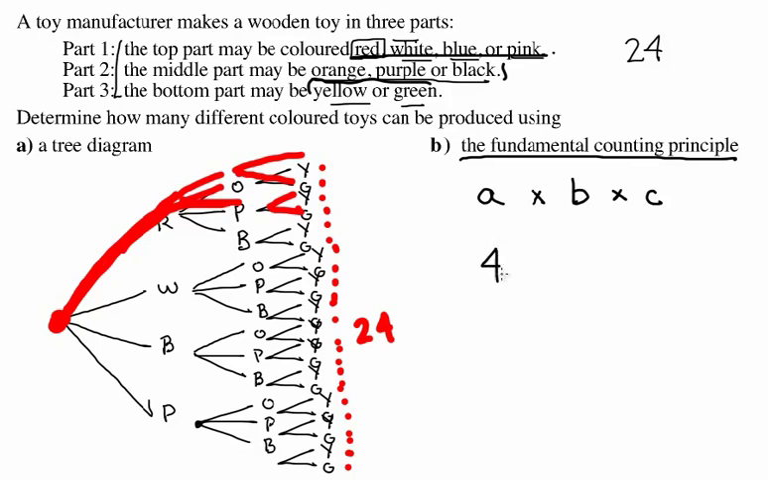It's going to be red, white, blue, and pink for the first one, 4, and then 3, and then 2. And it's and because it must be all 3 parts. So we multiply them together. 4 times 3 times 2 is equal to 24. And there we have it. It works out pretty well.